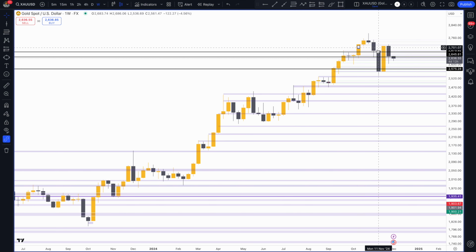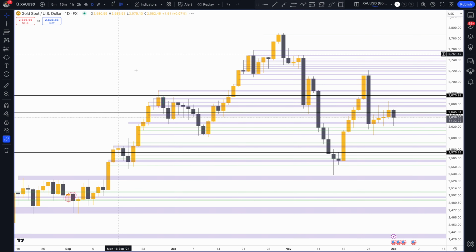If we see that solidify, we will see a bullish week this week. Meaning, if we go to our daily real quick, as you can see, we have had a staggered level here where not really the bulls or the bears have taken control of the market.